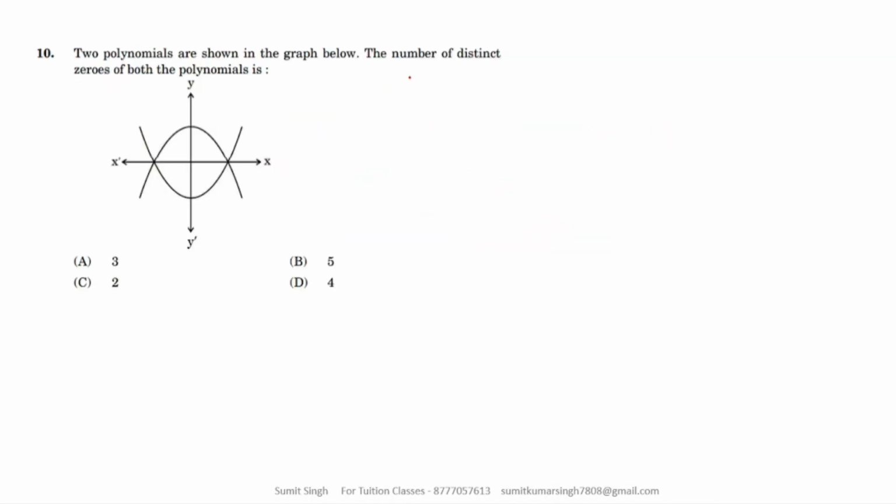We have the graph, and we just need to find the number of distinct zeros of both of the polynomials here. Basically the main concept is that the zeros of a polynomial are the points where the graph intersects the x-axis. When you see carefully, the graph intersects the x-axis at this point and this point. So we have two intersecting points. In this way, the correct answer for this question will be option C.